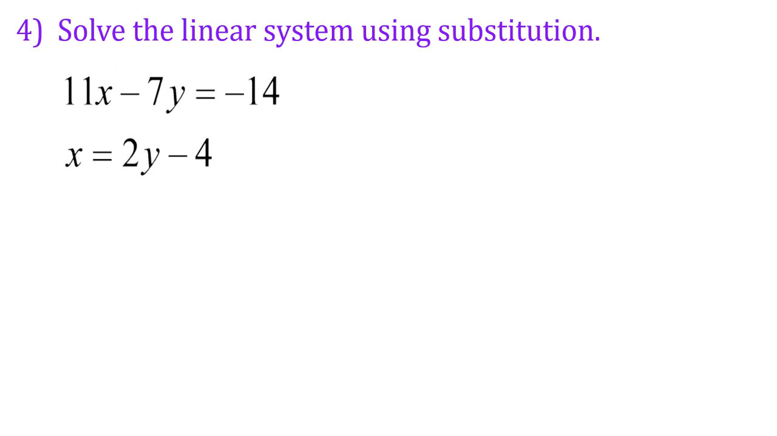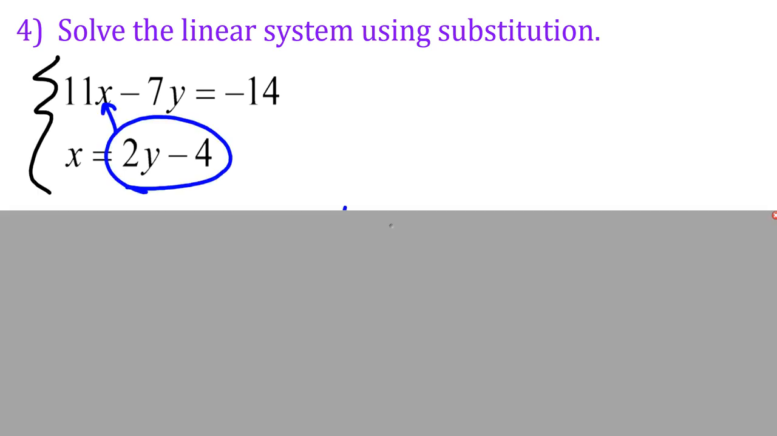Let's try another. Here you have our system. 11x minus 7y equals negative 14, and x equals 2y minus 4. Again, if we're trying to solve by substitution, ask yourself, do you already have an equation where a variable is solved for? Do you have an x equals? Do you have a y equals? Our second equation has an x equals. So if we know what x is equivalent to, we can substitute it into the other equation. So let's take what x is equivalent to and put it into the first equation.